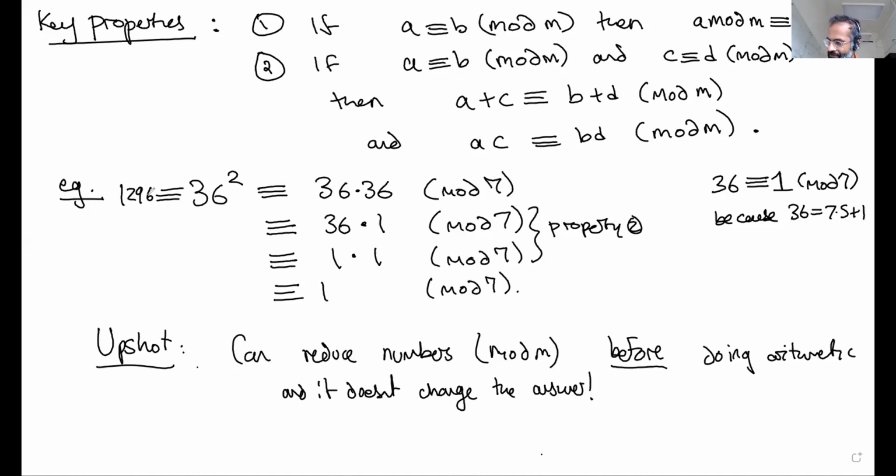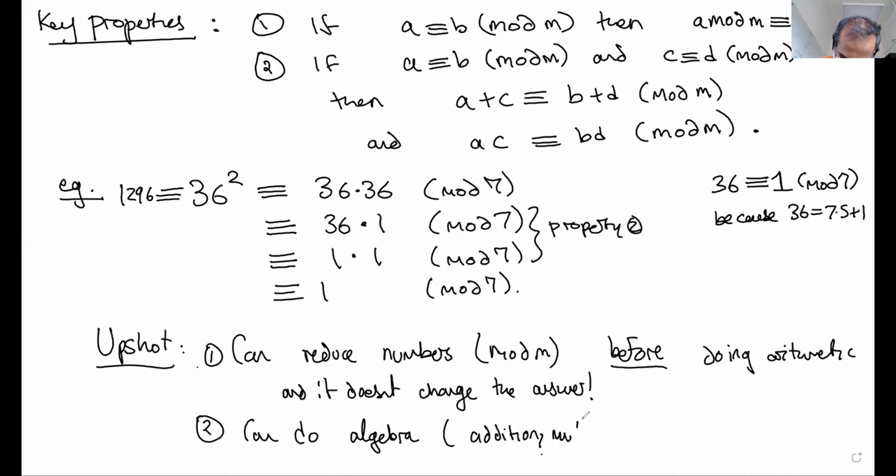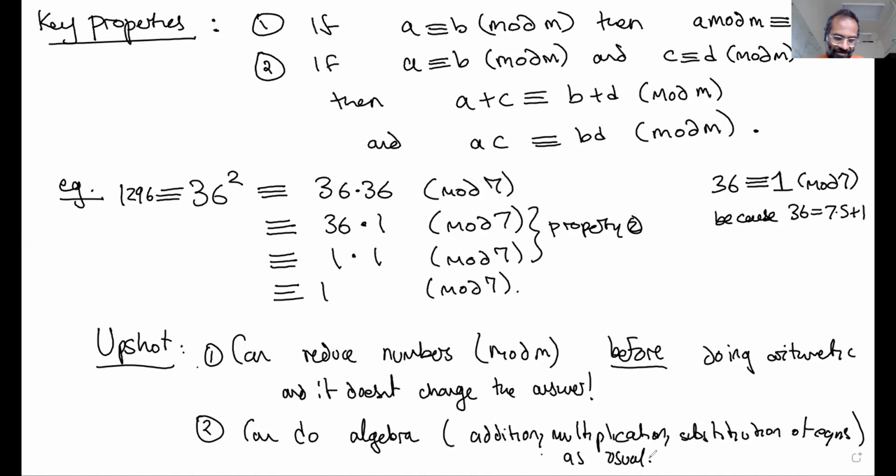So any questions about this? So this is one, and then the other upshot is you can do algebra, by which I mean addition, multiplication, substitution of equations as usual, right? Congruence is not the same thing as equality, but what these properties are saying is that for the purposes of doing addition, multiplication, and substitution, they are. So before I prove this, any questions about what this is saying?